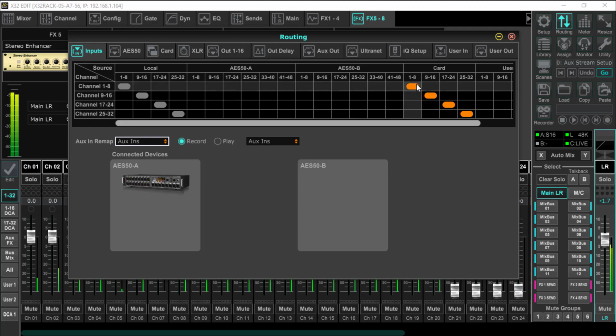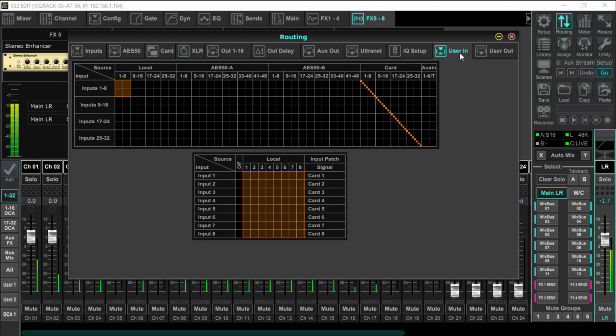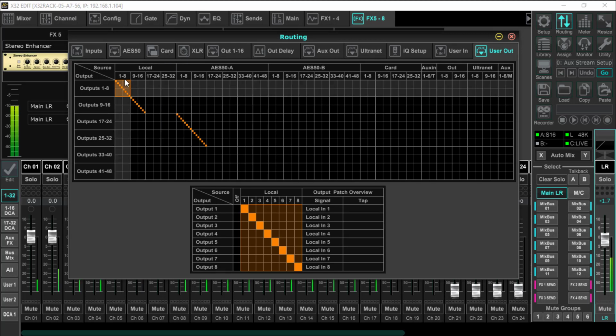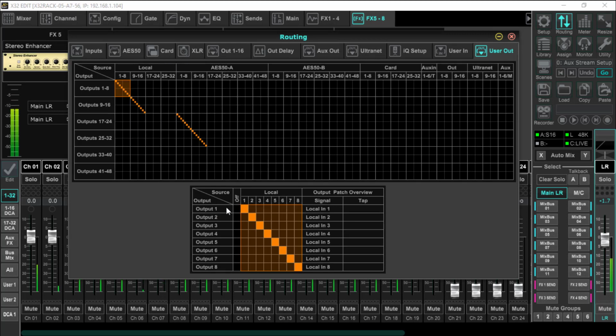Now on my particular one, I'm using the card, but I'm also using the user ends. As you can see, all this all the way across for my card is user ends. Now this is where it comes here. Okay, the user ends here is the outputs. Or I'm sorry, the user outs. The outputs are output 1, local 1, output 2, local 2. Now, what that local 1 and local 2 is representing is the card.